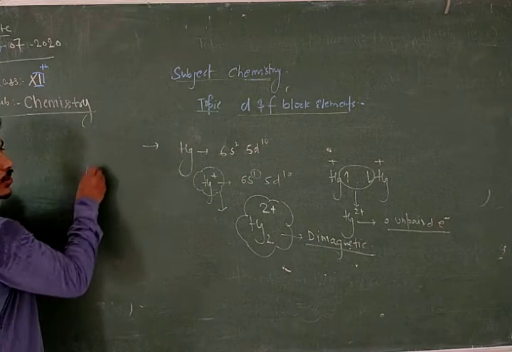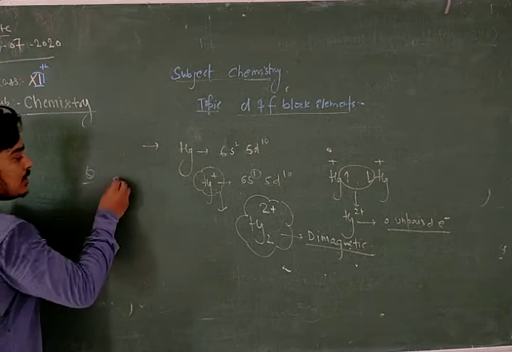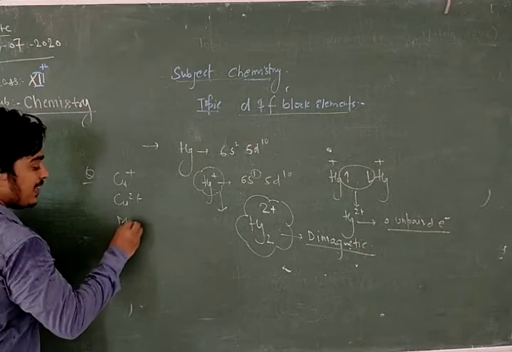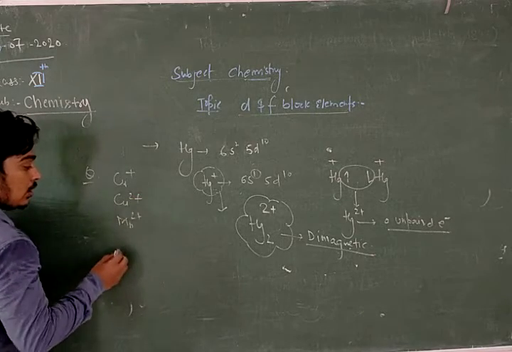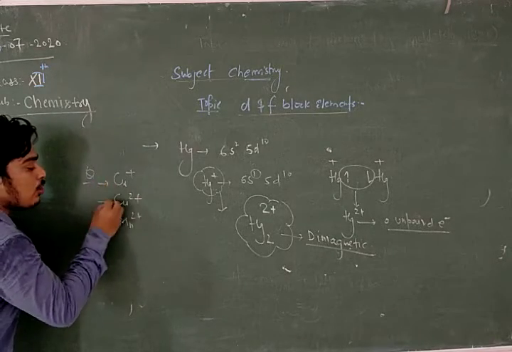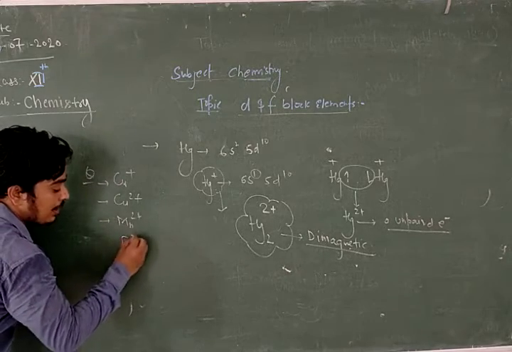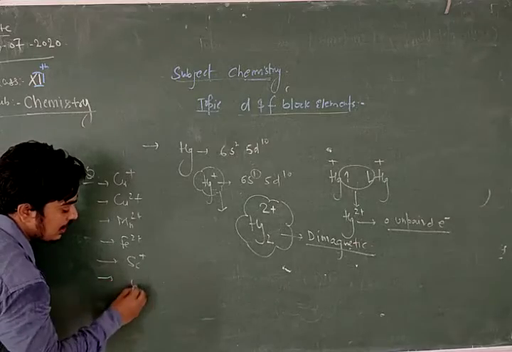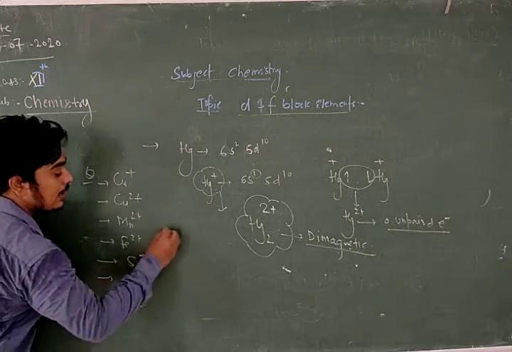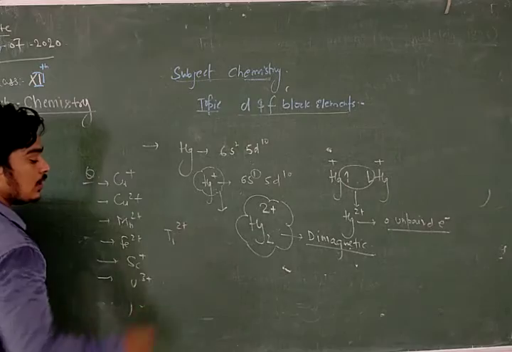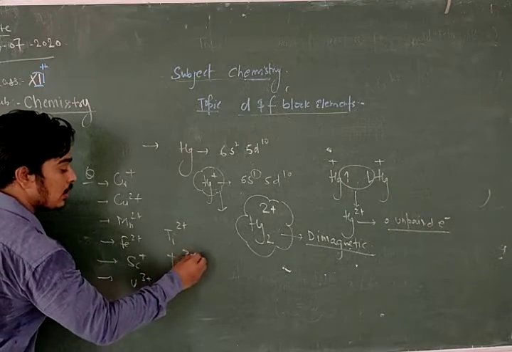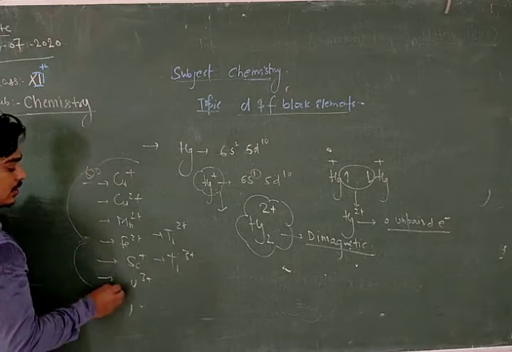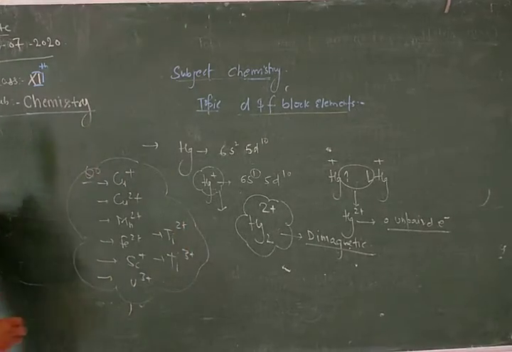Here is a homework question for you. What is the magnetic moment of Cu+, Cu2+, Mn2+, Fe2+, Cd+, V3+, Ti2+, and Ti3+? You have to answer the magnetic moment of these ions. Okay, this is the homework for you.